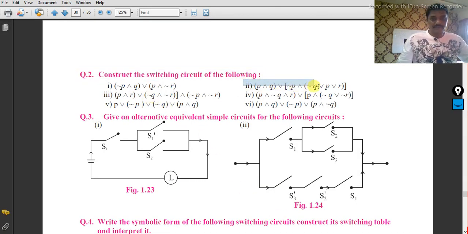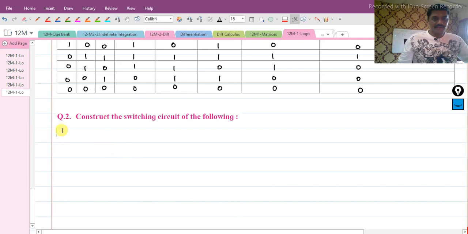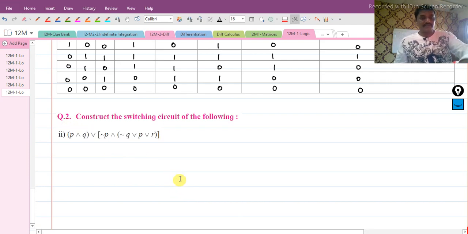Second part. यहाँ पर आपको लॉजिकल फॉर्म दिया हुआ है और इससे आपको इनपुट आउटपुट टेबल, सॉरी, सर्किट अपने लिए तैयार करना है यहाँ पर.